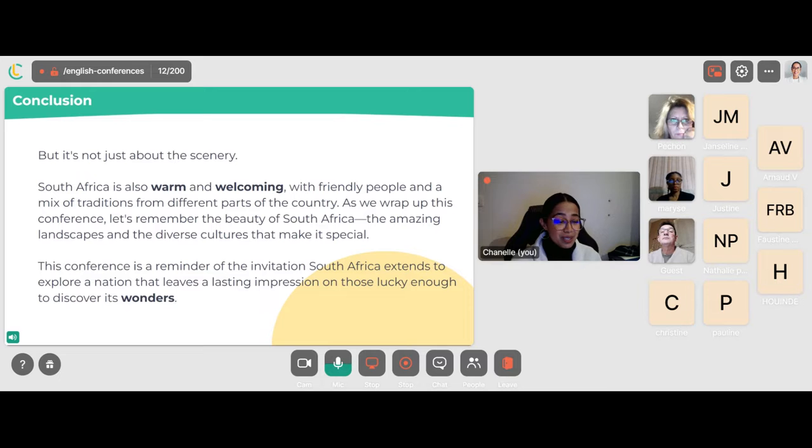But it's not just about the scenery. South Africa is also warm and welcoming, with friendly people and a mix of traditions from different parts of the country. As we wrap up this conference, let's remember the beauty of South Africa, the amazing landscapes and the diverse cultures that make it special. This conference is a reminder of the invitation South Africa extends to explore a nation that leaves a lasting impression on those lucky enough to discover its wonders.